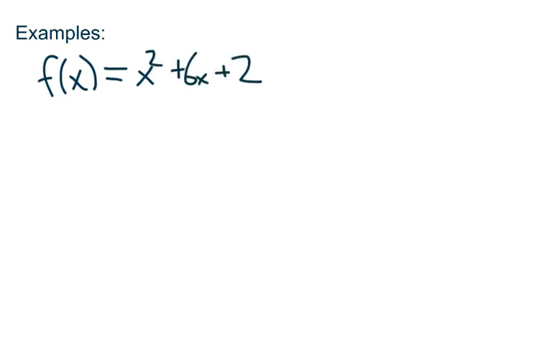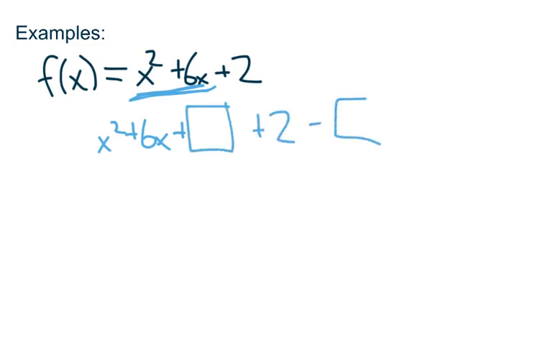So let's start off with f of x is equal to x squared plus 6x plus 2. What I want to do is make sure it's written in standard form. It is. Now I just want to focus in on A and B. And so I'm going to spread things out a little bit. I'm going to write it as x squared plus 6x plus a box, plus 2 minus a box.